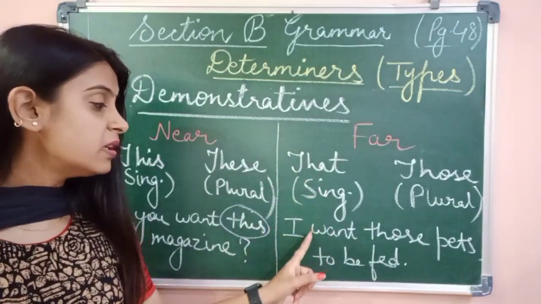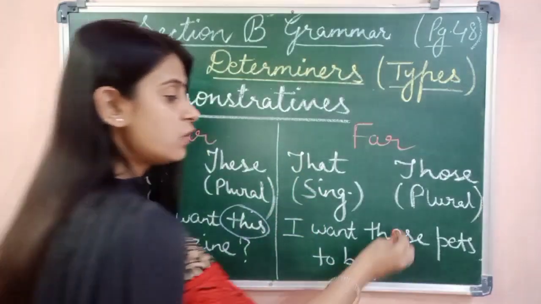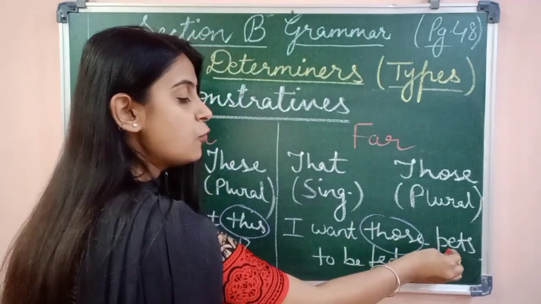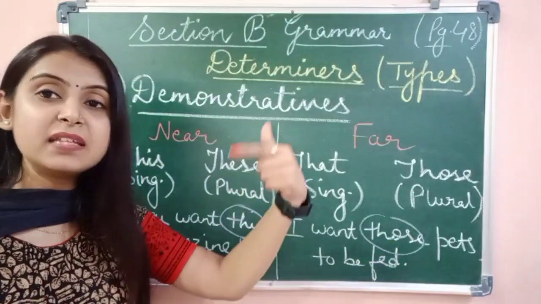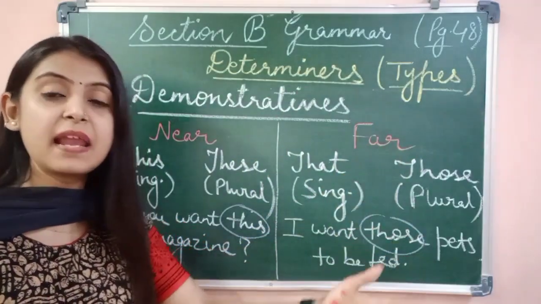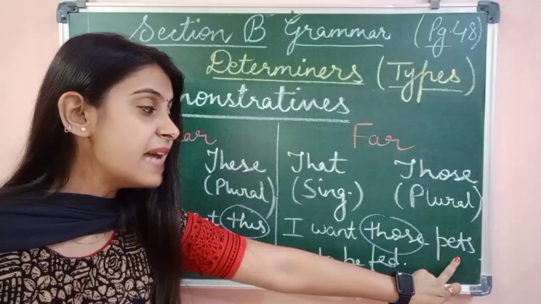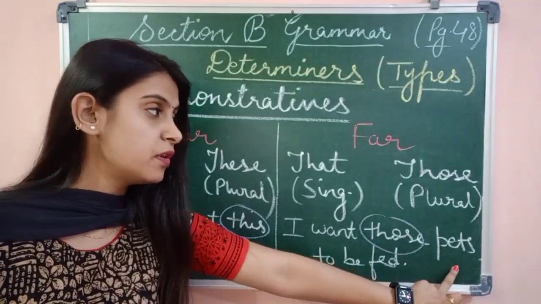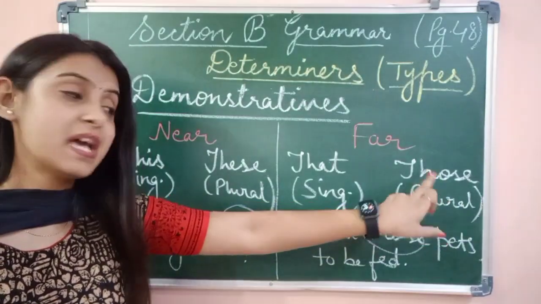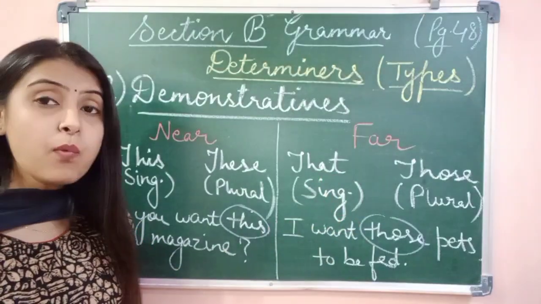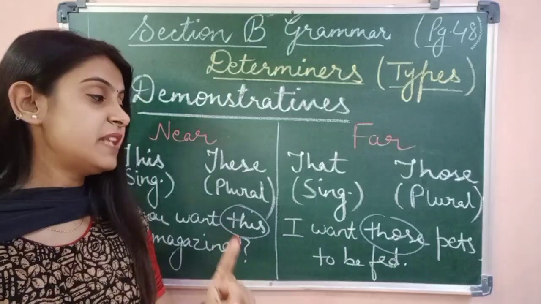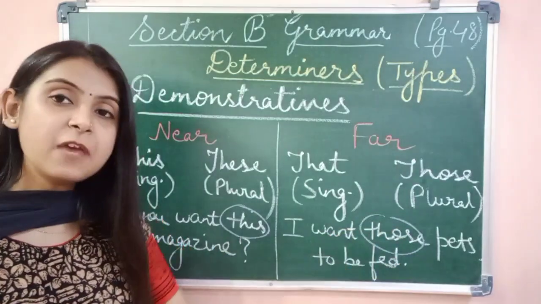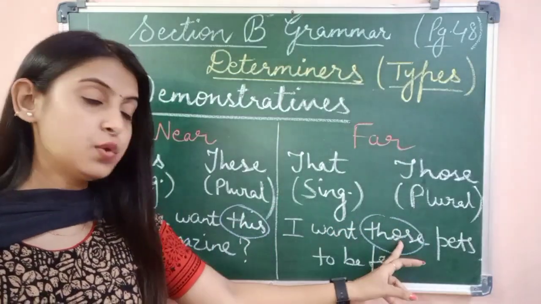In the same way, the sentence says, I want those pets. Before the noun pets, we have used those. Those indicates that the noun is at a distance, far away. And since the noun is plural, we have used those. Had it been singular, I want that pet to be fed. If the pet is singular, then I will use that. If the noun is plural, I will use those.